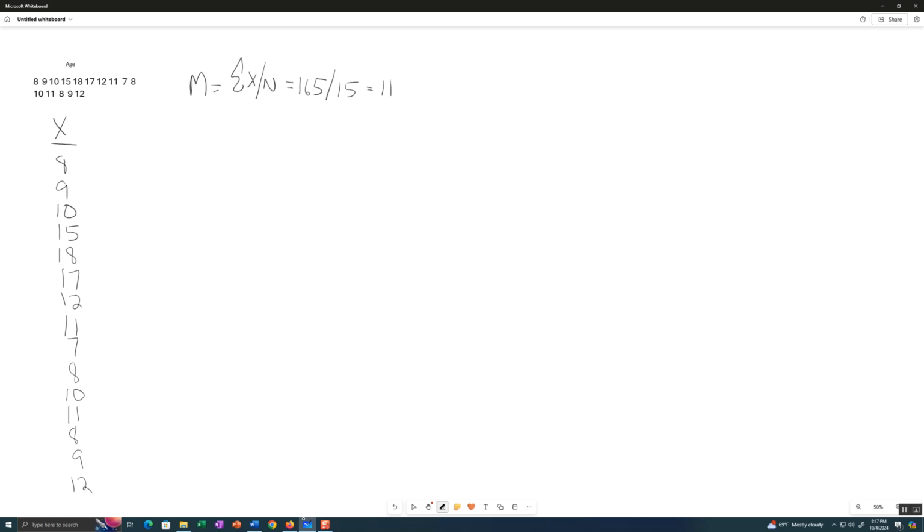Now for the median, I want to find the position of the median. So the median position is n plus 1 divided by 2. So n is 15 here, so it's 15 plus 1 divided by 2. So the position of the median is 16 over 2, which is 8. So I have to find the 8th one, but I have to put it in order first. So let's put this in order.